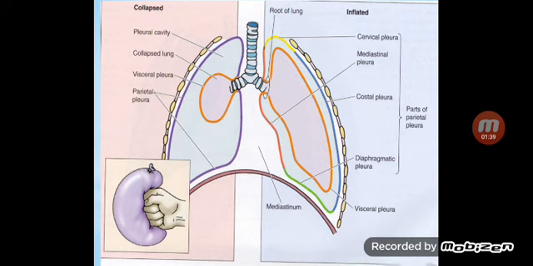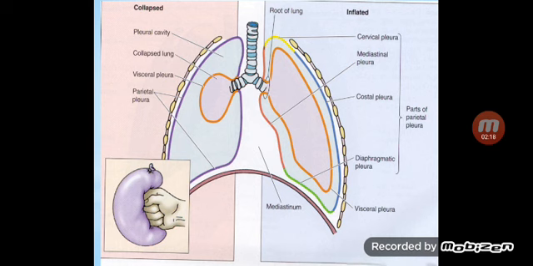Between the parietal pleura and visceral pleura, there is a slit-like space named the pleural cavity. In the pleural cavity, there is a small amount of tissue fluid named pleural fluid. Normally there is 10 up to 20 ml of this fluid. It is very important because it reduces the friction between the two layers.